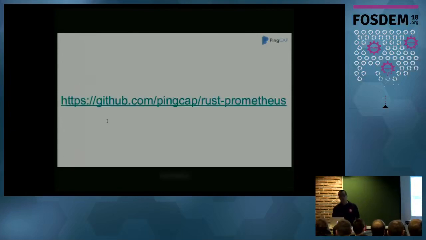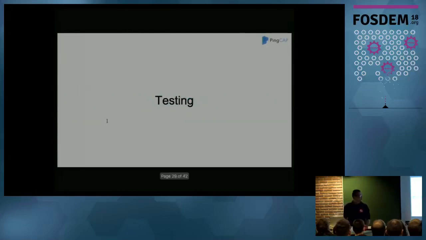We also built our own Prometheus client in Rust. You can have a try. And this Rust client is suggested in the Prometheus official docs. So you can have a try. Now, finally, let's go here. Testing. In my opinion, testing is the most important thing in building a distributed database.